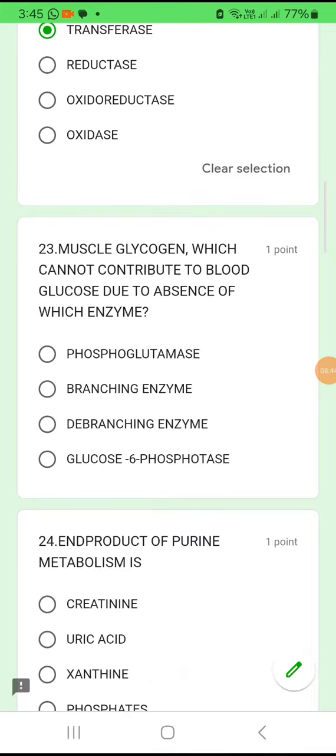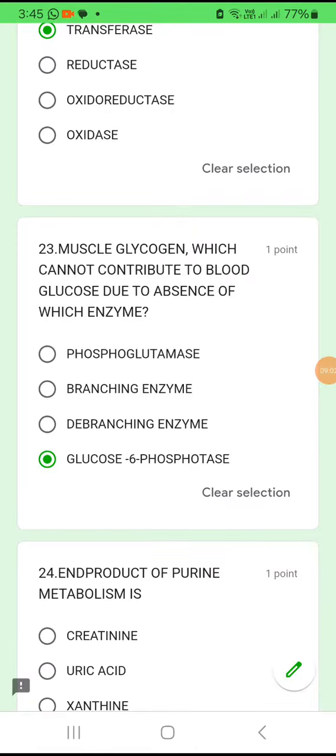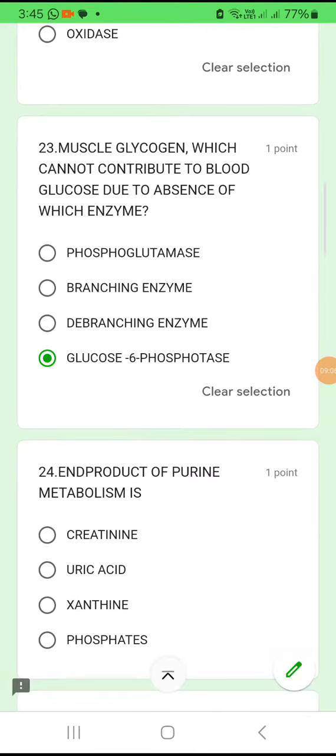Question 23. Muscle glycogen cannot contribute to blood glucose due to the absence of which enzyme? So which enzyme is absent for the muscle glycogen to be converted into that of glucose? Okay, blood glucose. So it is actually option D. Glucose 6 phosphatase will be absent here. Okay, so option D is the answer.